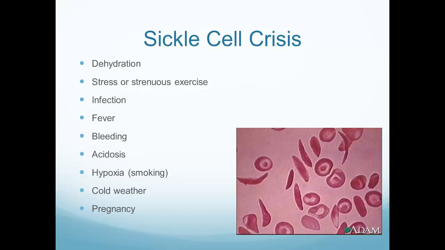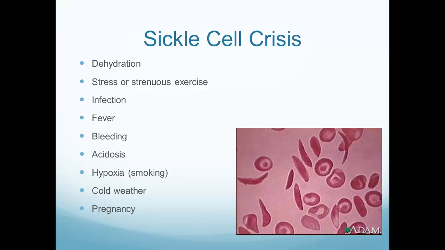Here are some of the situations that can cause a person to develop a sickle cell crisis. So you can see there's quite a few etiologies that can cause sickle cell crisis. And we're looking at some of the cells here. You can see some of the normal red blood cells, nice round red blood cells. And you see some cells that are very deformed.